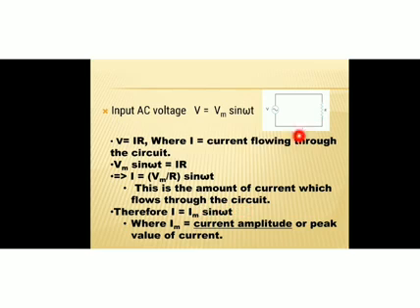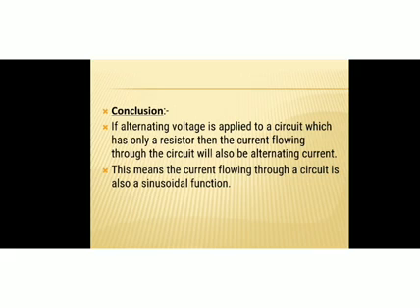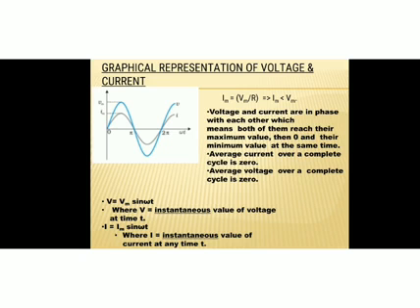So whenever an alternating voltage is provided to a purely resistive AC circuit, the alternating current starts to flow through the circuit. Okay, so this means the current flowing through the circuit is also a sinusoidal wave function. Next is the graphical representation of voltage and current. So here at the same time we are representing voltage and current of an AC simultaneously on the same graph.